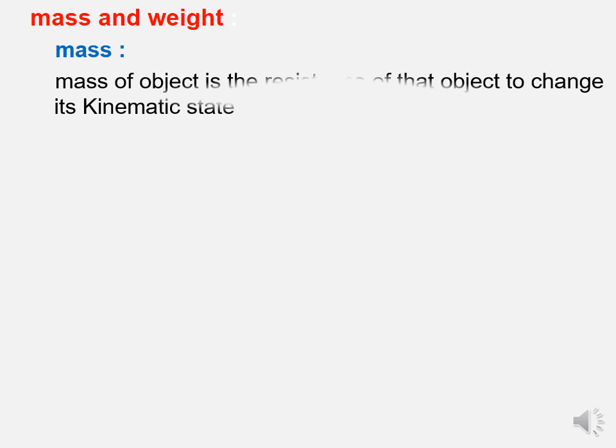Mass and weight. Mass of an object is the resistance of that object to change its kinematic state. Kinematic state means motion or rest.